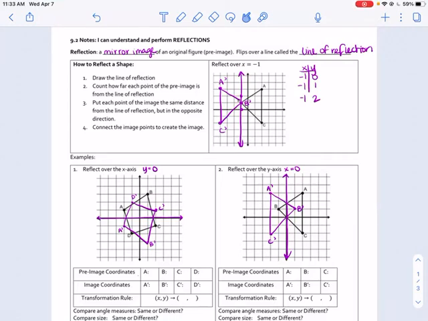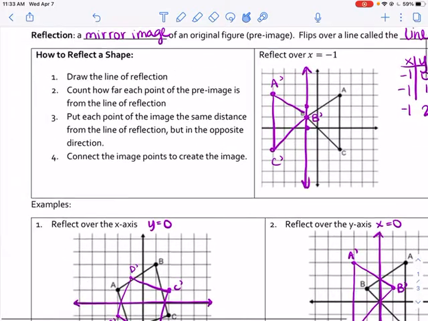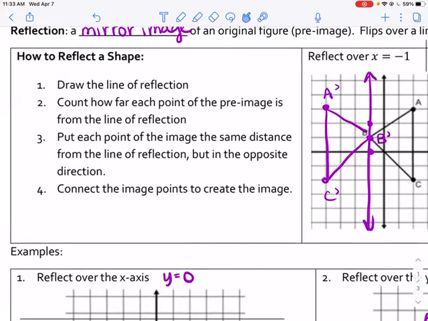In this video, we will find out how to write a reflection rule and how to perform more complicated reflections. In my previous video, we talked about how to reflect a shape if you're just given its line of reflection. First, you draw that line of reflection, you count how far each point of the pre-image is from the line of reflection, and then put each new point of the image the same distance but in the opposite direction. And then you connect all the dots to make the shape.